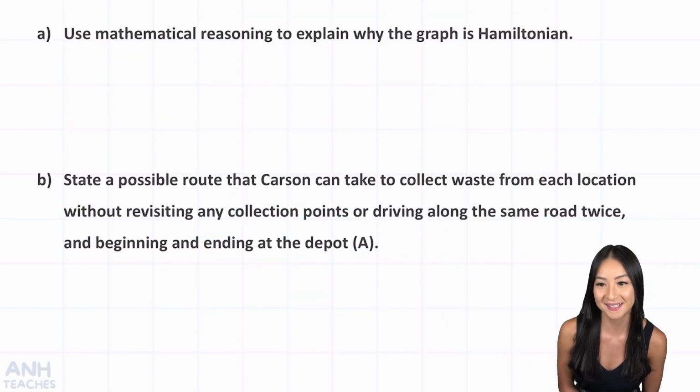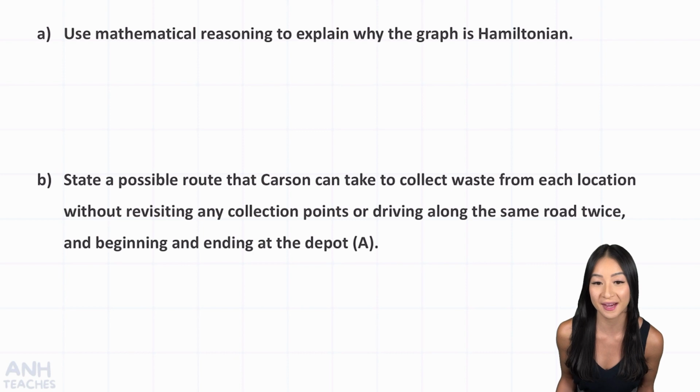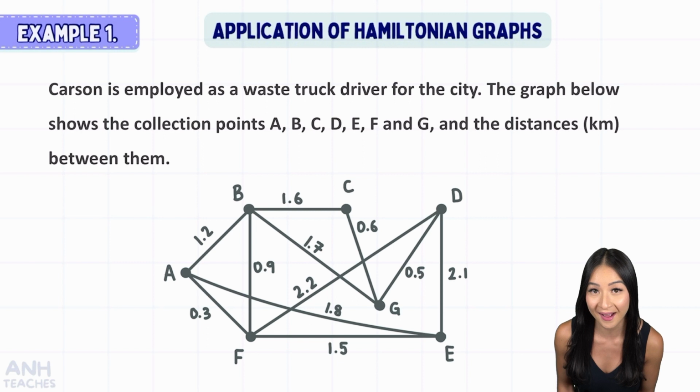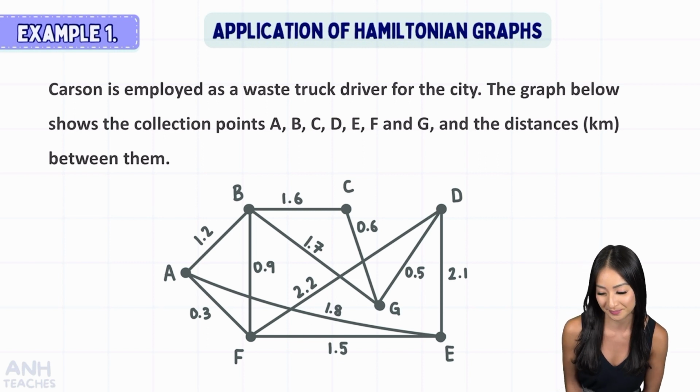Part A asks us to use mathematical reasoning to explain why the graph is Hamiltonian. Now, the only reason why a graph can be Hamiltonian is if it contains a Hamiltonian cycle. So let's go back to the graph and see if we can find a Hamiltonian cycle. Okay guys, we have the graph back on the screen here, and what we're going to do is look for a Hamiltonian cycle. A Hamiltonian cycle is a closed path that passes through every single vertex exactly once.